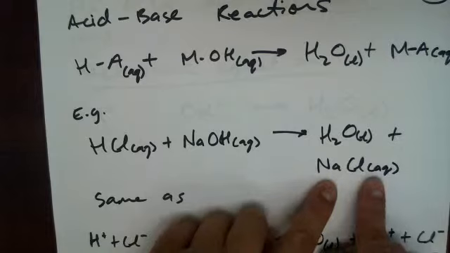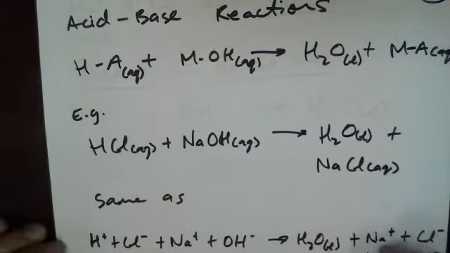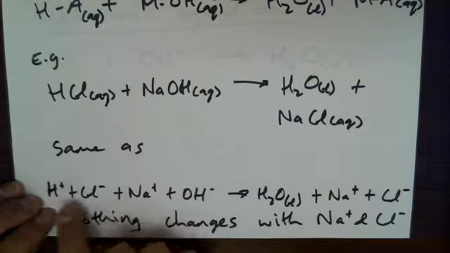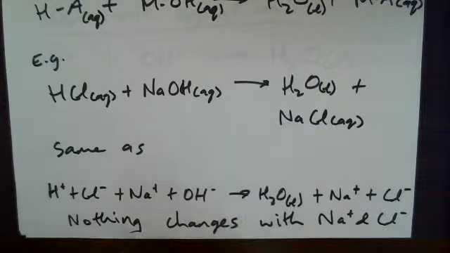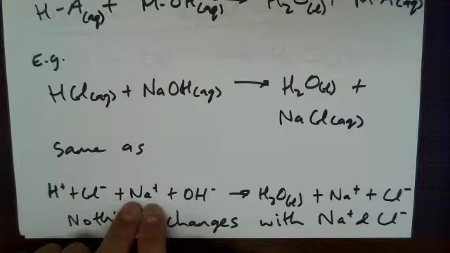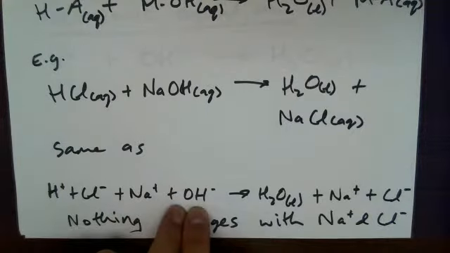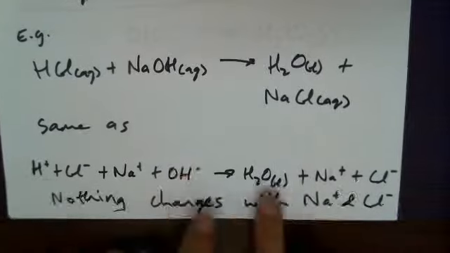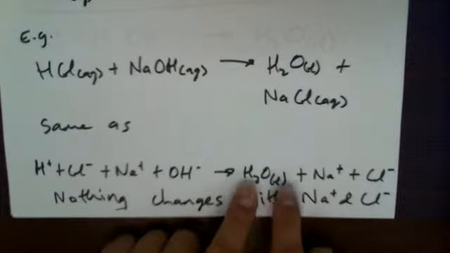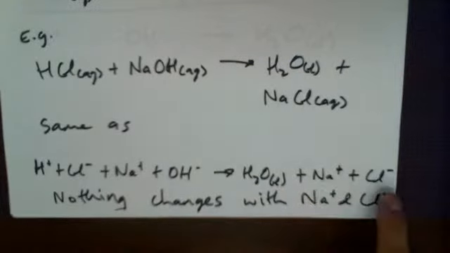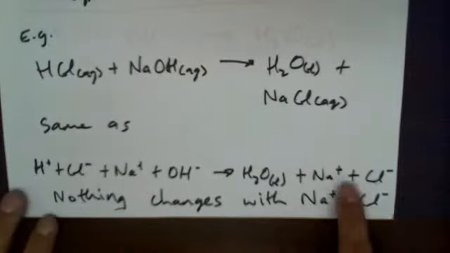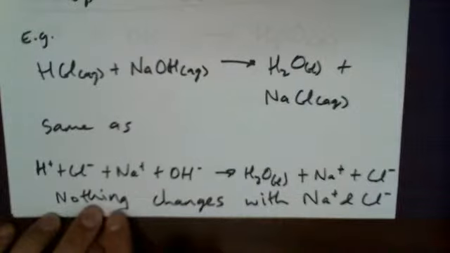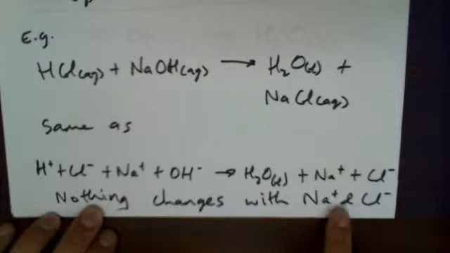sodium chloride, aqueous. You could write all this out as ions, so we'd have the HCl is really H plus and Cl minus split up, and the NaOH is going to exist as Na plus and OH minus separated, and so you put those together, the OH and the H plus is going to give us our water liquid, and we have our Na plus and our Cl minus, the sodium and the chloride ions, and so nothing changes with the Na plus and the Cl minus.